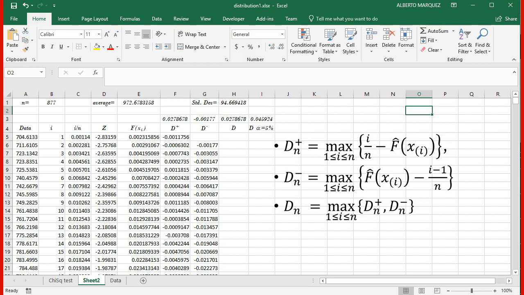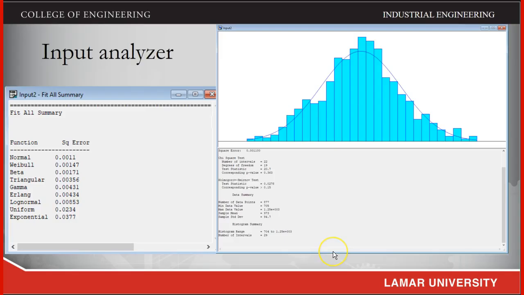If the value of D were larger than the critical value, then we would have to reject that null hypothesis. ARENA has within its utilities the capacity to analyze the distribution that most likely will fit the data that we have. It has both the chi-square test and the Kolmogorov-Smirnov test, and it runs them for every single one of these distributions. It includes the normal, the Weibull, the beta, triangular, gamma, Erlang, log normal, uniform, and exponential.